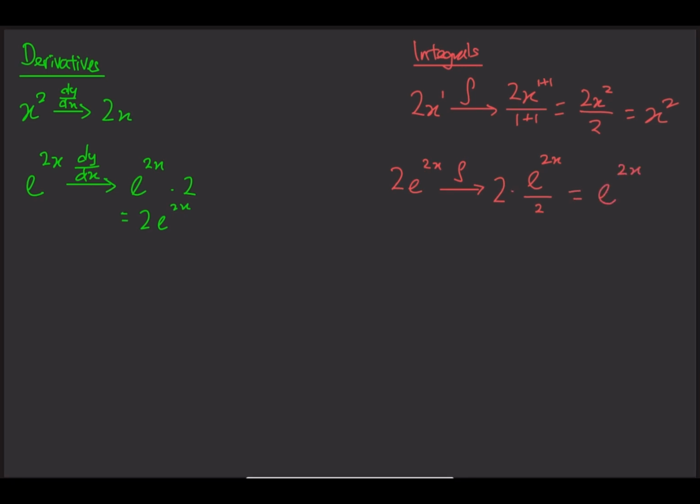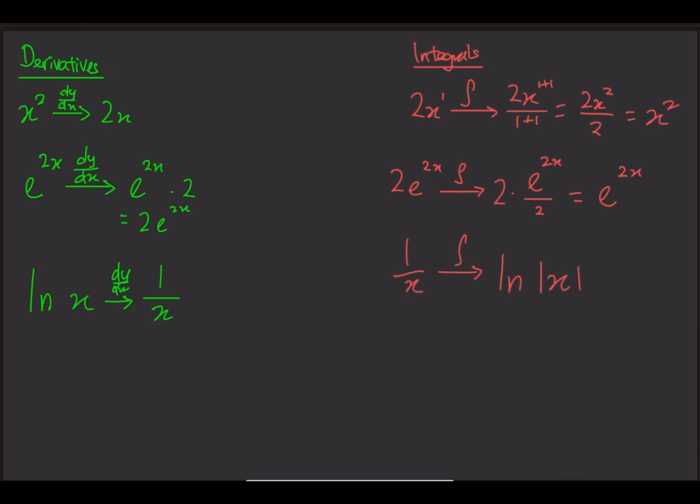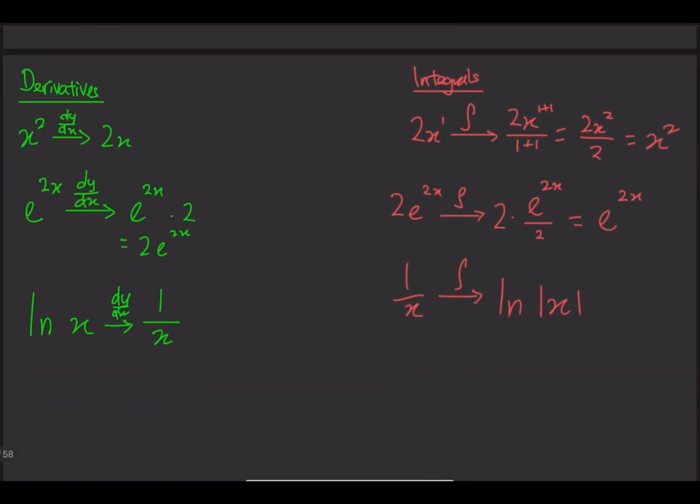Moving on, let's say we have the derivative of ln x, natural log of x, which is naturally 1 over x. As for our integral here, let's say we have 1 over x. Once we integrate it, we get ln x. Alright, now, following these basic rules of integration first, let us solve some simple questions.